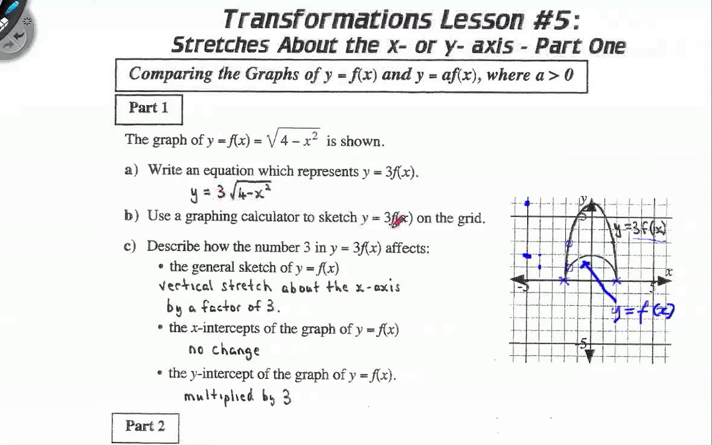Using a graphing calculator, sketch this on your grid. So you're sketching this here, and you can try it out. Notice it's only the positive square root, so you only get the semicircle here. And multiplying it by 3, you'll get this. It's only a partial curve, it doesn't extend below the x-axis. Describe how the number 3 affects the general stretch. Well, it's just a vertical stretch about the x-axis.